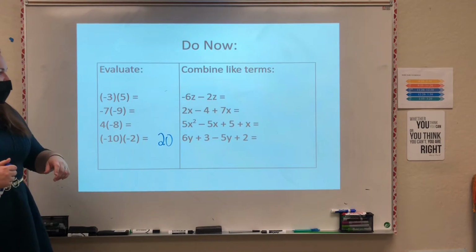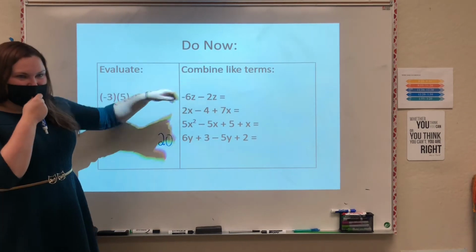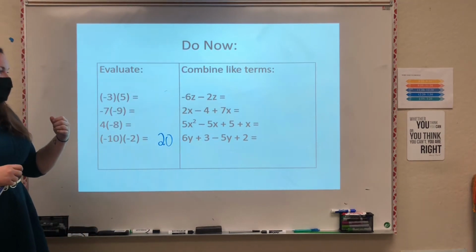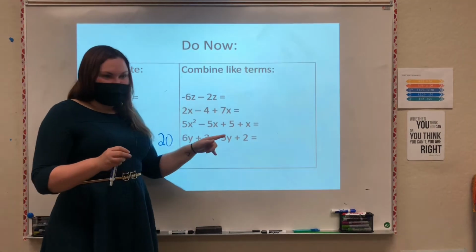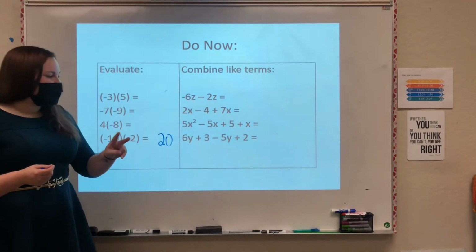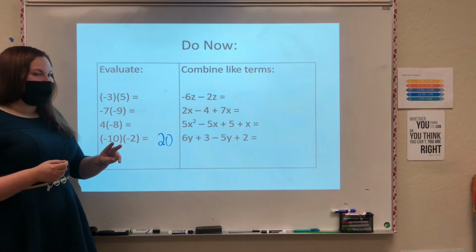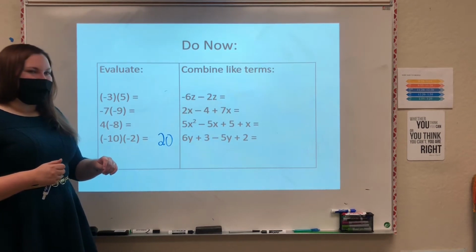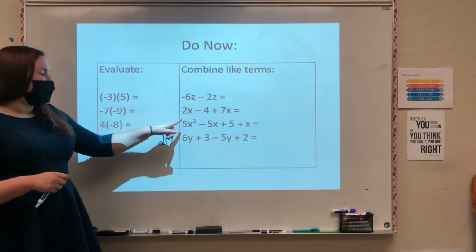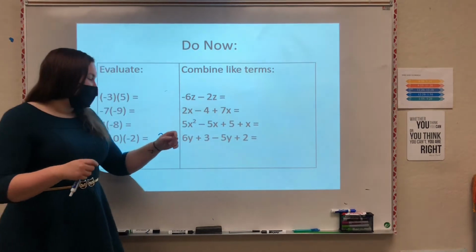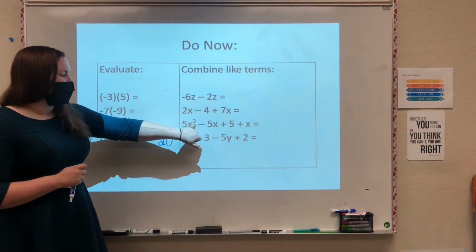Perfect. For combining like terms, yesterday we learned that in order to combine something, to put them together, they need two things in common. Do you remember what the two things are? Variable and an exponent. Ooh, look at that math vocabulary. They need the same variable or the same letter, and then the same exponent, so that tiny little number there.